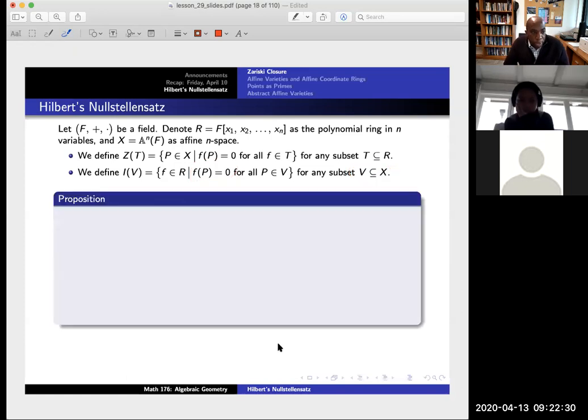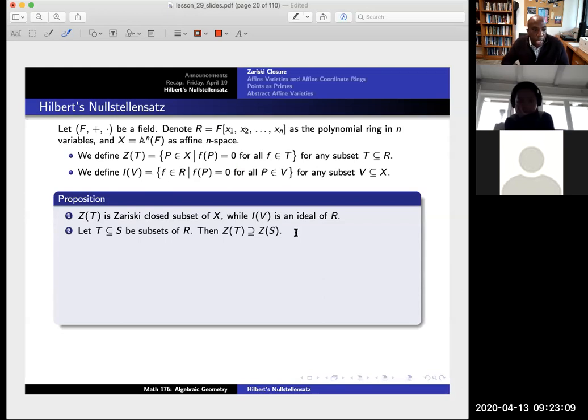So our big theorem for today actually fits into 6 parts, and I'll try to read them out as follows. Number 1, Z of T is a Zariski closed subset, while I of V is an ideal. Remember that Z of T for some T is just our definition of being a Zariski closed subset. I of V says something about subsets of the ring R. So this is a very nice subset of the ring R. It is an ideal of the ring R.